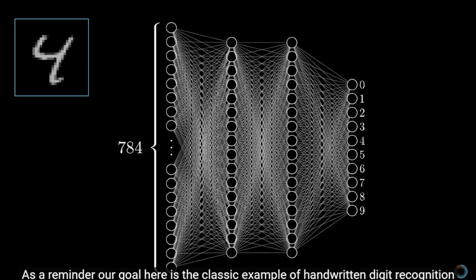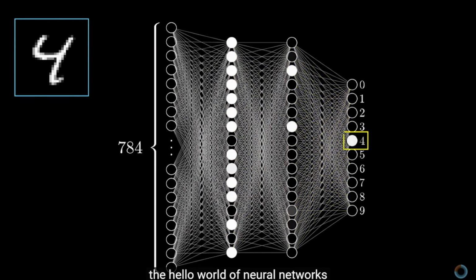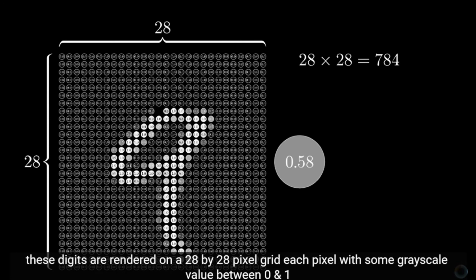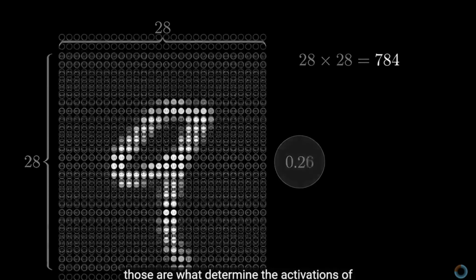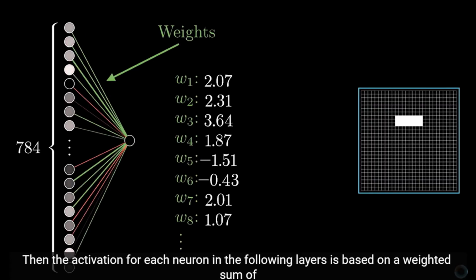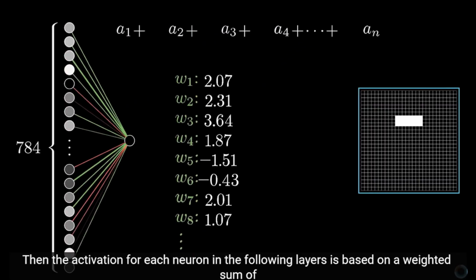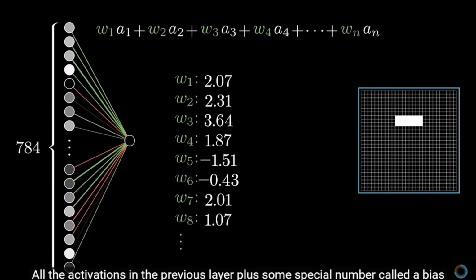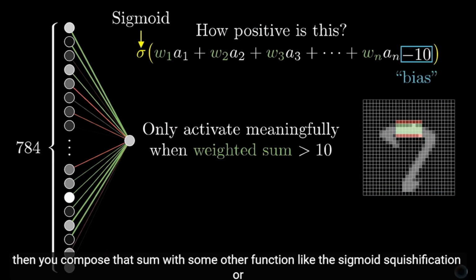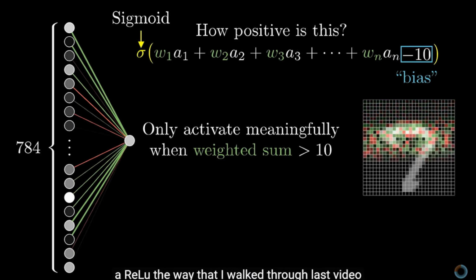As a reminder, our goal here is the classic example of handwritten digit recognition, the hello world of neural networks. These digits are rendered on a 28 by 28 pixel grid, each pixel with some grayscale value between 0 and 1. Those are what determine the activations of 784 neurons in the input layer of the network. And then the activation for each neuron in the following layers is based on a weighted sum of all the activations in the previous layer plus some special number called a bias. Then you compose that sum with some other function, like the sigmoid squishification or a ReLU, the way that I walked through last video.